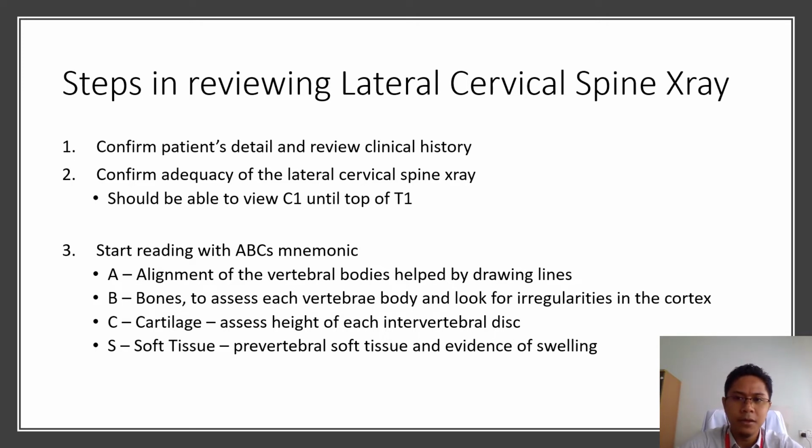So how do we read this lateral cervical spine X-ray? It's quite simple. We go with the mnemonic ABCS. A is the alignment of the vertebral bodies, helped by the drawing of lines, which we'll discuss later. B is bones, where we assess each vertebral body and look for any irregularities in the cortex. C is cartilage, in which we assess the height of each intervertebral disc, and S is soft tissue, which is the prevertebral soft tissue, to look for evidence of any swelling.